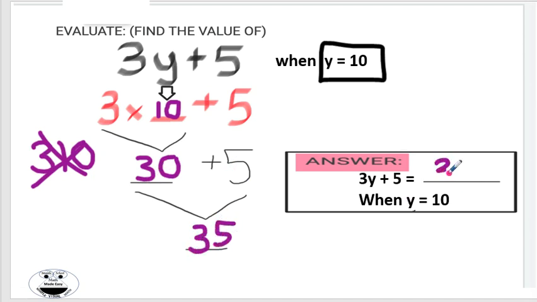And then I'm just going to write it here. So 3y plus 5 is equal to 35 when y equals 10. If y is equal to 7, 3y plus 5 will change. So we have to take what they're giving us for the variable and just substitute it in and then use PEMDAS.